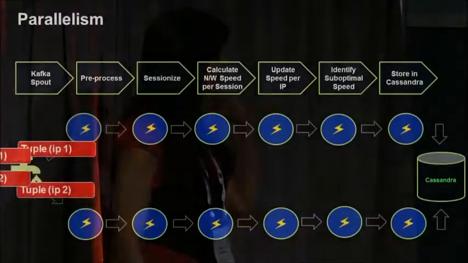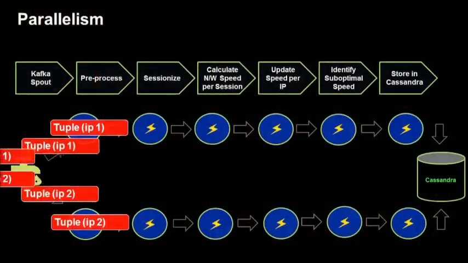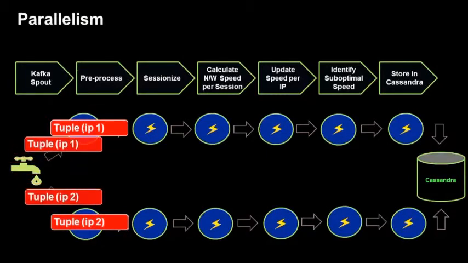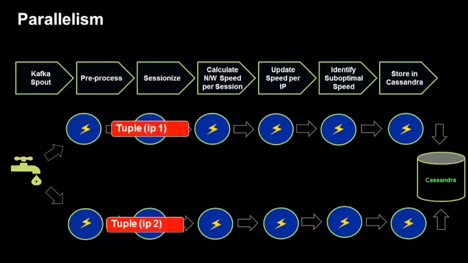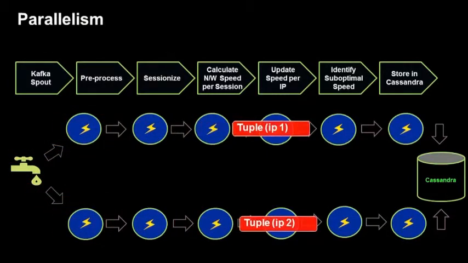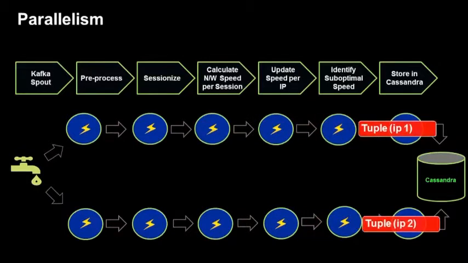How does Storm do this? It has something called fields grouping. So say I group on the field user IP, it guarantees that all tuples belonging to that user IP get processed together in the same bolt. So here there's a quick animation showing you that. So as the tuples come in, you can see that all tuples belonging to user IP1 go to its task and get processed together, and then tuples belonging to user IP2 get processed together.